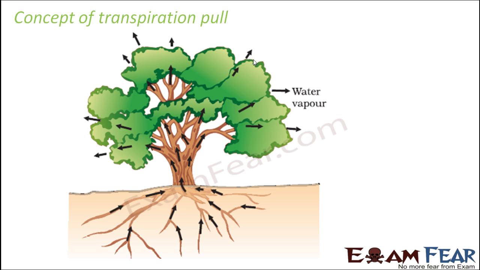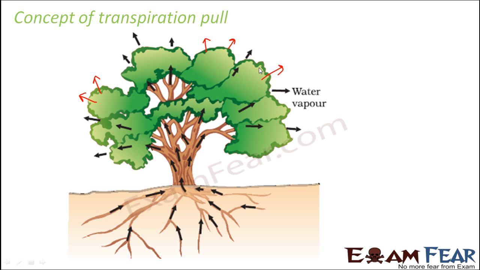Now what happens is water is lost from the leaves of the plants. So from the topmost layer of the plants, water is lost. Why? Because evaporation takes place due to the heat of the sun. So water on the leaves evaporates in presence of light, due to the heat of the sun, and gets converted to water vapor. So basically the leaves lose water.